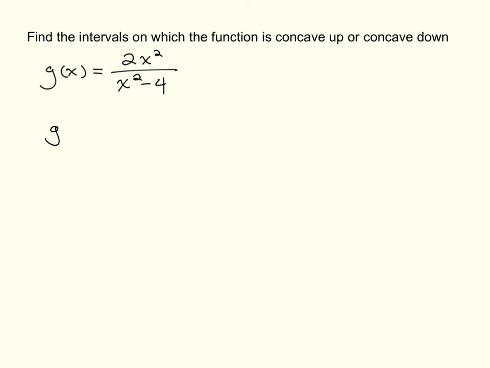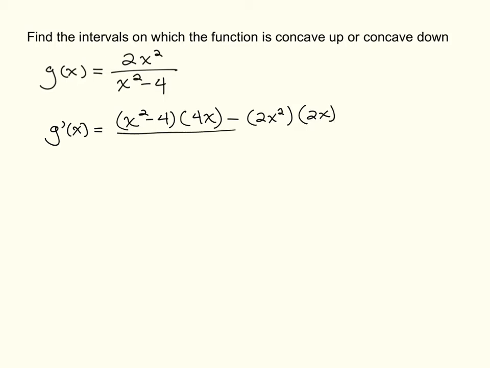In order to find the second derivative, we need to find the first derivative. The first derivative using the quotient rule is the denominator times the derivative of the numerator, which is just 4x, minus the numerator, which is 2x squared, times the derivative of the denominator, which is 2x. All of that will be divided by the denominator squared. So x squared minus 4, the quantity squared.